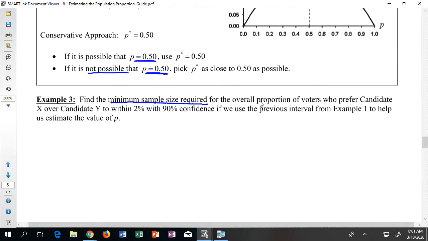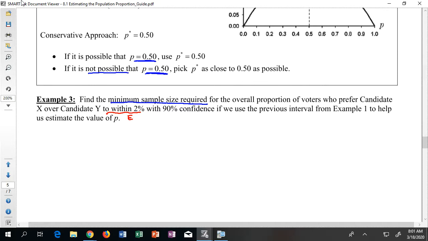So let's read this again one more time. I want to find the minimum sample size so that I can estimate the overall proportion of voters who prefer candidate X over candidate Y. I want to be within 2%. So this here is telling me about a margin of error that I want. I want to only go up 2%, down 2% from my starting point. That's how wide I want it to be. And I want to have a 90% confidence interval. So I want to keep my confidence level pretty high here.